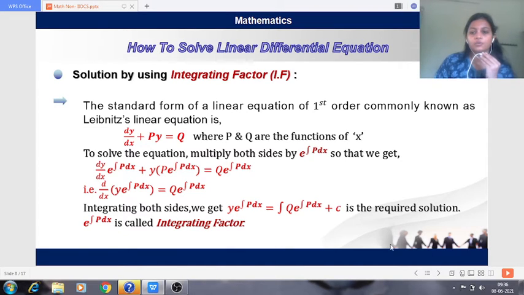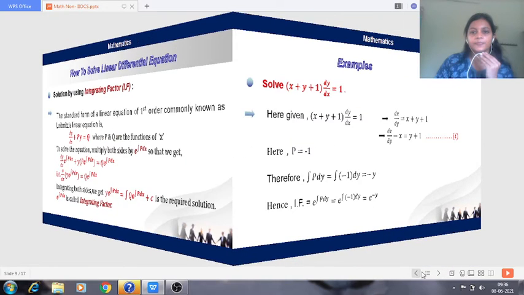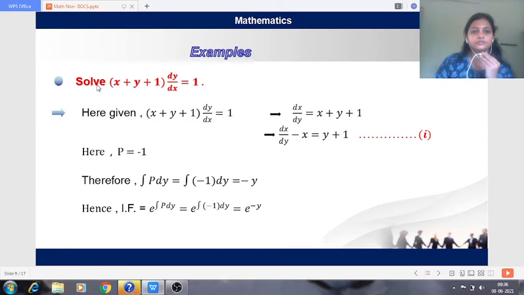Now we see an example. Given: solve (x + y + 1) dy/dx = 1. From this equation we get dx/dy = x + y + 1. Now taking x to the left-hand side, this equation reduces to dx/dy - x = y + 1. We number this equation as 1.